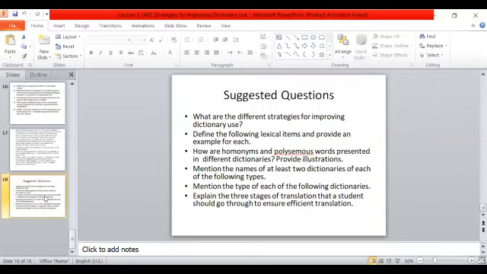We can do it the other way around, mention the type of each of the following dictionaries. So I give you the title or the name of the dictionary itself, and you tell me whether it's a specialized dictionary, whether it is a thesaurus, whether it is a general dictionary or bilingual dictionary or a reverse dictionary. Explain the 3 stages of translation that a student should go through to ensure efficient translation.